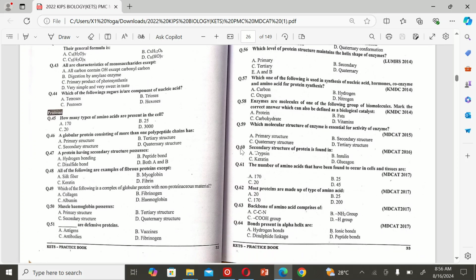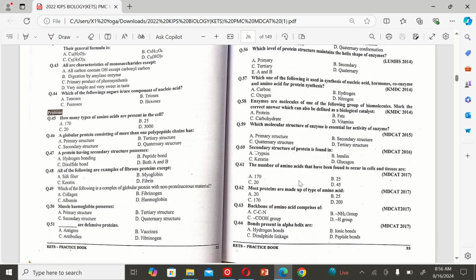The next MCQ is: secondary structure of protein is found in A, trypsin, B, insulin, C, keratin, and D, glucagon. So the correct option is C, keratin.